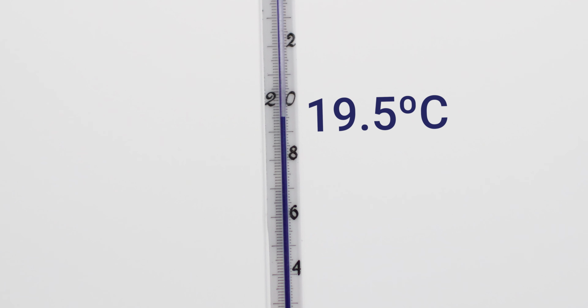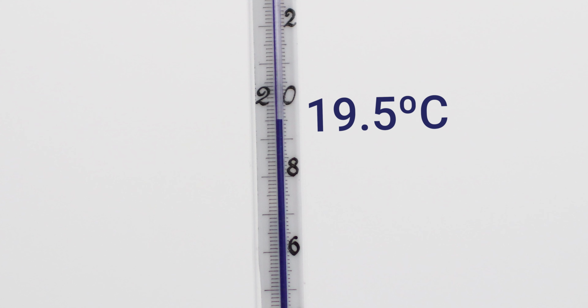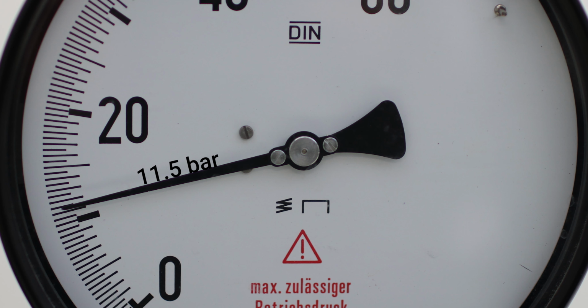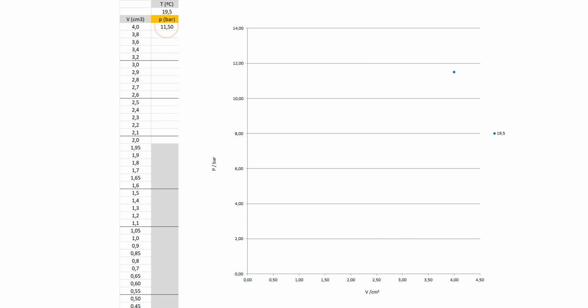We start the experiment by fixing a temperature value of 19.5 degrees Celsius. The volume is fixed to 4 cubic centimeters. Then we note the resulting value of pressure, 11.50 bar. All the obtained data will be gathered in a table and represented in a plane diagram, being volume the property of the x-axis and pressure the property of the y-axis.